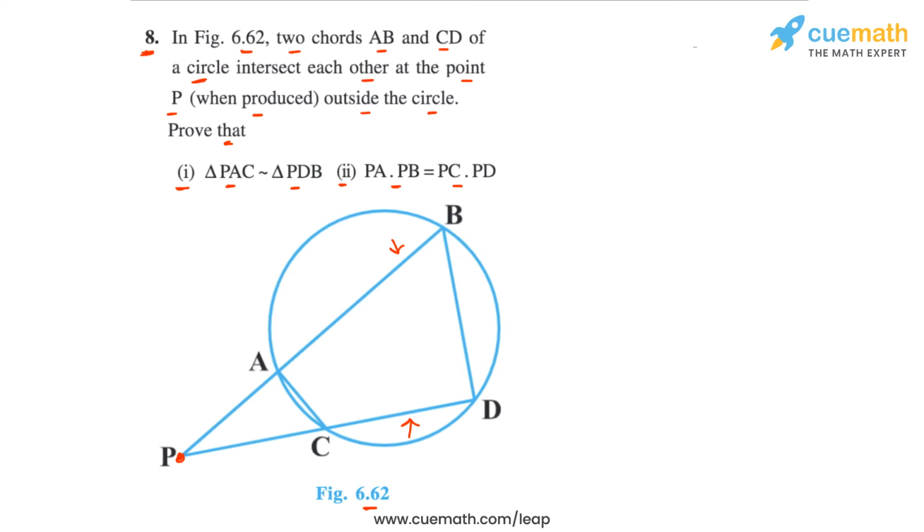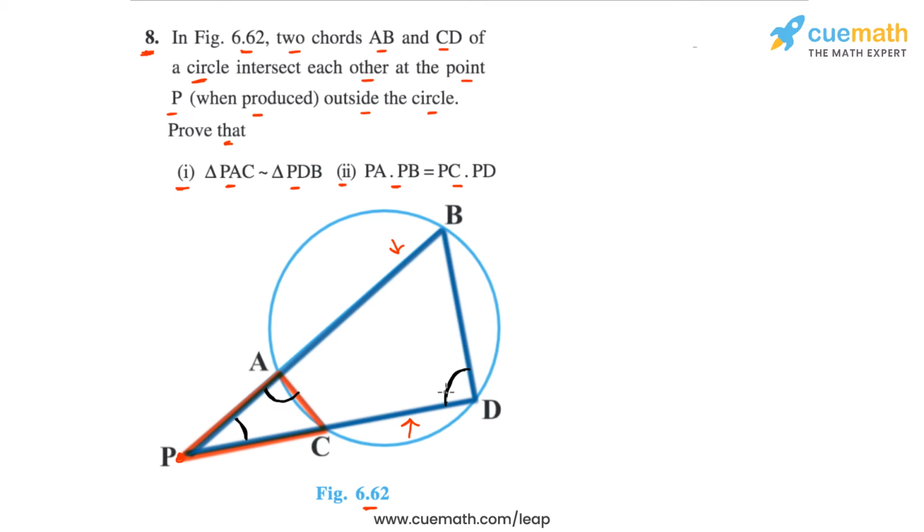So let's start with part 1, in which we have to prove that triangle PAC, which is this triangle that I am highlighting, is similar to triangle PDB. So observe the order of the vertices, PDB. Okay, so we have to prove that these two triangles are similar. This is actually quite easy to prove because this angle at P is common to both the triangles, and then we will show that this angle PAC is equal to this angle at D.